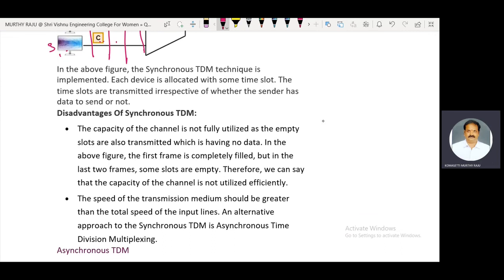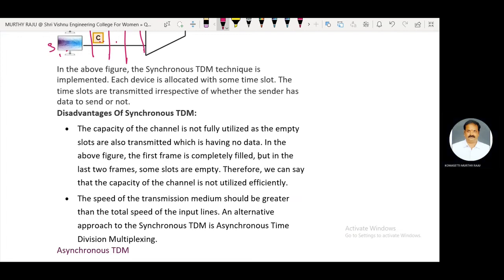Disadvantages. Suppose there are empty time slots; empty information is sent from one point to another point. The time slots are wasted. Therefore, the capacity of the channel is wasted. The capacity of the channel is not fully utilized, as the empty slots, which have no data, are also transmitted.